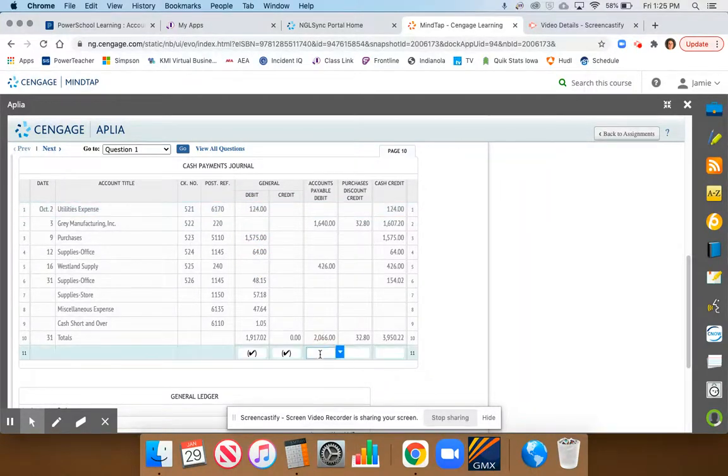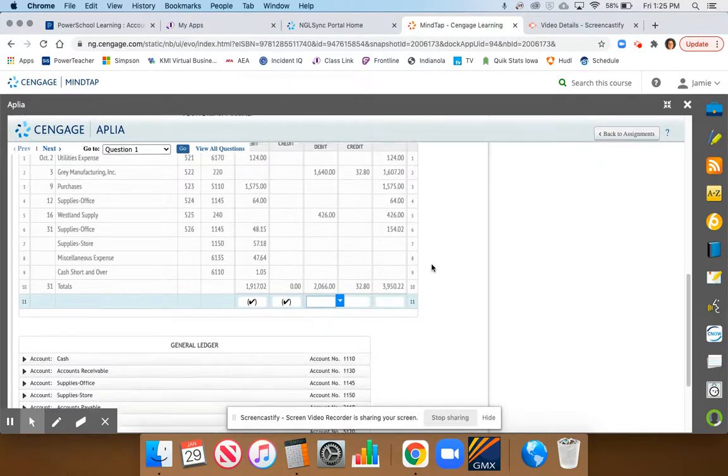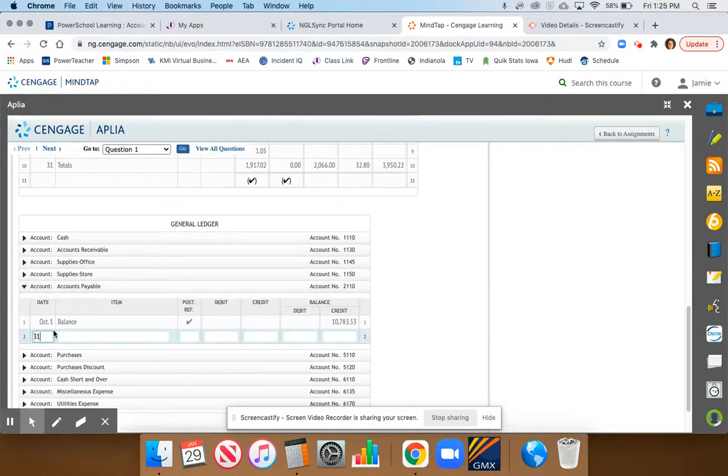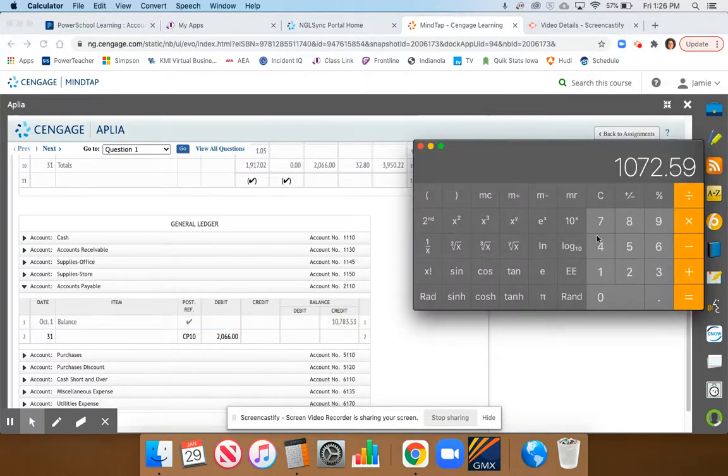But we do need to post our special column totals. The first one, accounts payable debit, $2,066. So we go to our accounts payable. We're the 31st of the month, cash payments journal number 10, and we had a debit of $2,066. Our balance was previously a credit. If they're different, a debit and a credit, we need to subtract.